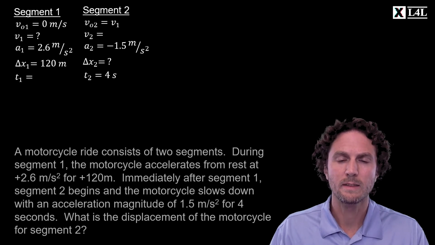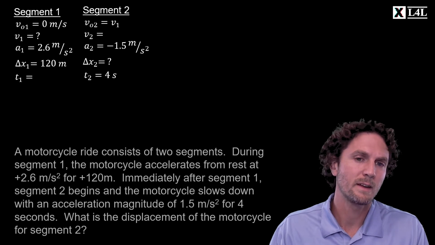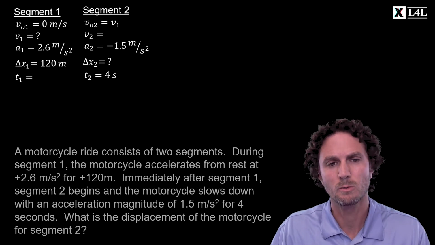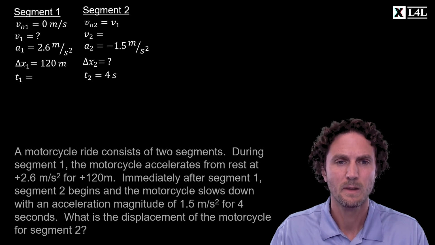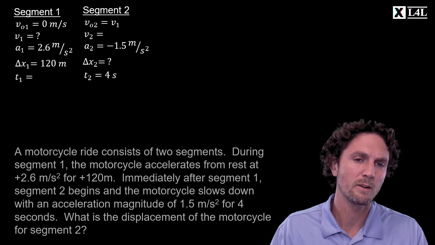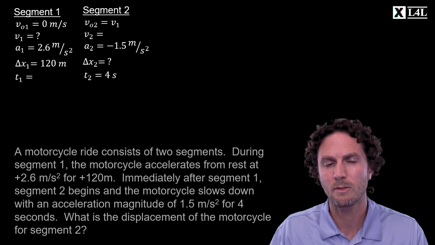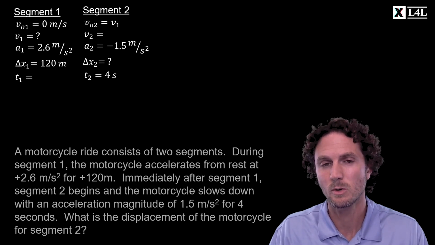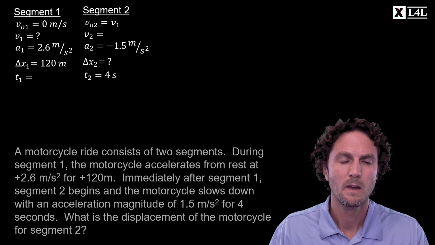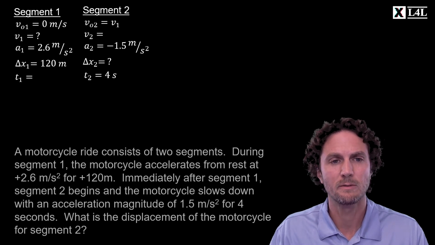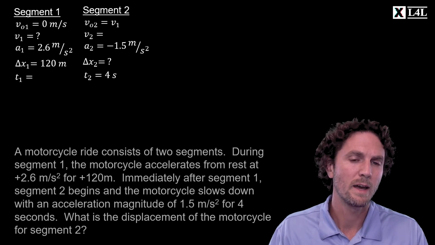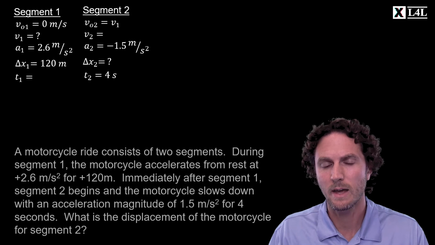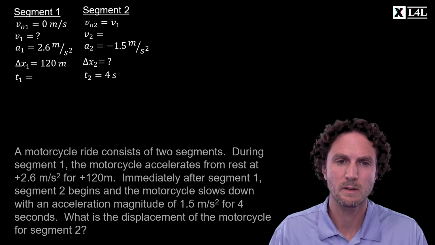Now that we have identified what we're trying to solve for, the displacement during the second segment, we only know 2 variables out of the 5. And remember, we need 3 variables to be able to use the UAM equations. So we need to find the final velocity of segment 1, so that we can use it in segment 2 to get to the displacement in segment 2.